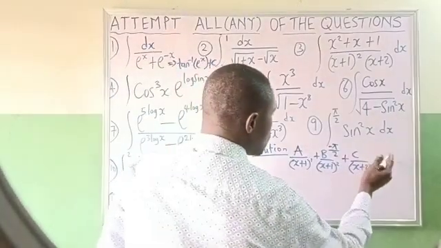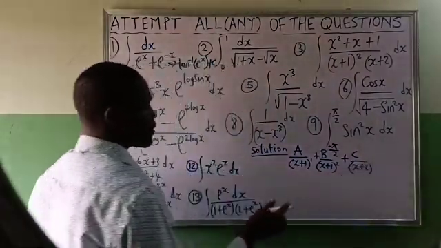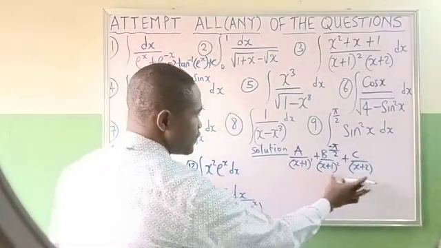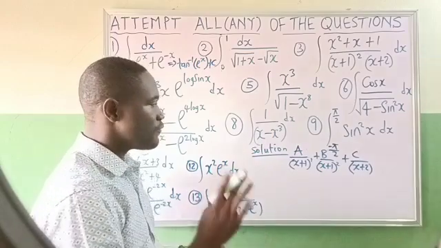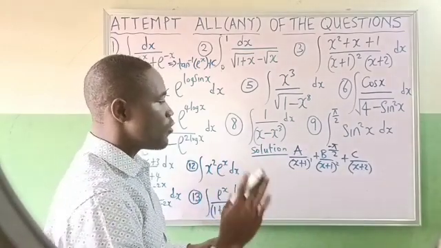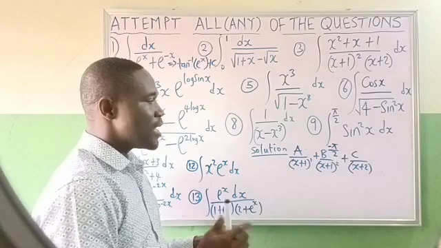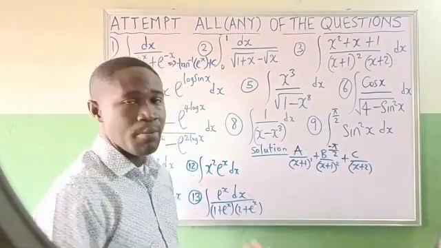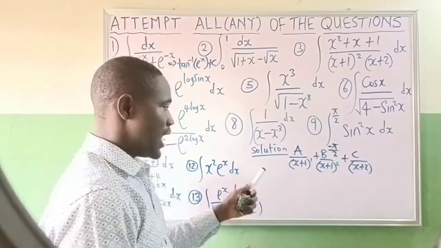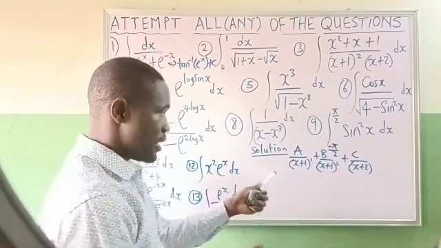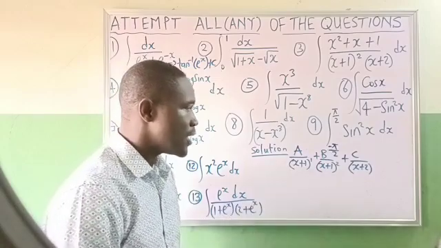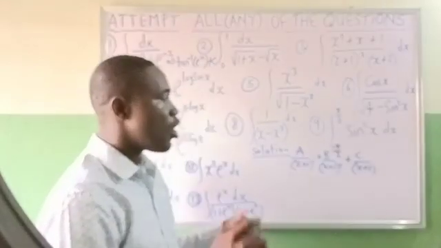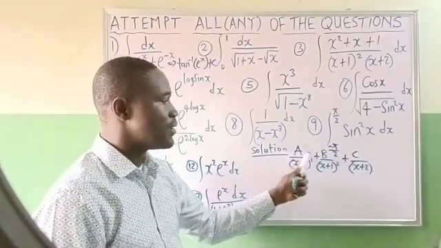Now, when you have something like this, I need to resolve it. When I resolve it, I get the values of A, B, and C. Then I will now integrate. There are three methods of resolving a partial fraction: one is the cover-up method, two is comparing their coefficients, and three is the substitution method. So we use cover-up method, and we also use comparing coefficients, all to get A, B, and C.